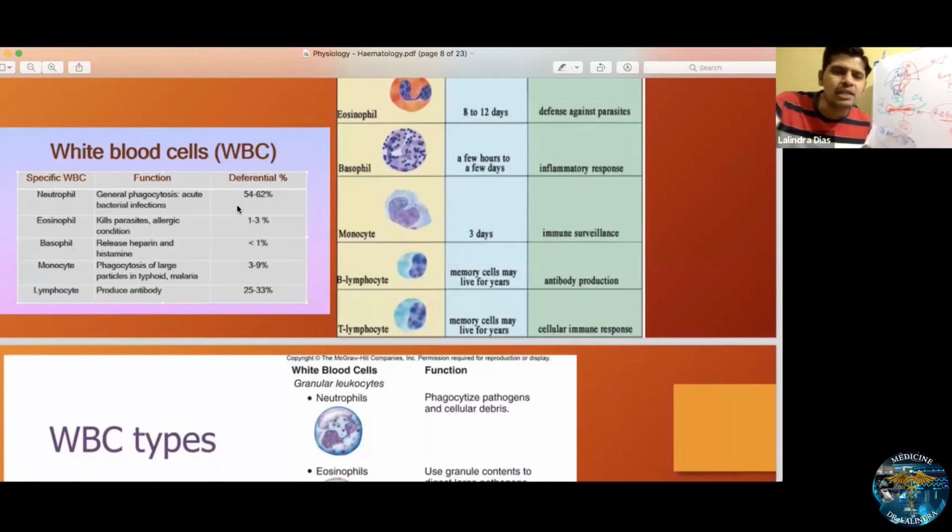Okay. So white blood cell components and their various functions have been summarized in this chart. Neutrophils: general phagocytosis and acute bacterial infections. In that, only the neutrophils play their main role. Whenever you get a bacterial infection, your neutrophil count goes up. In viral infections the neutrophil count doesn't go up, but in bacterial infections it does. They get neutrophil leukocytosis.